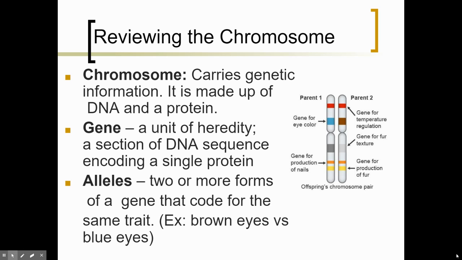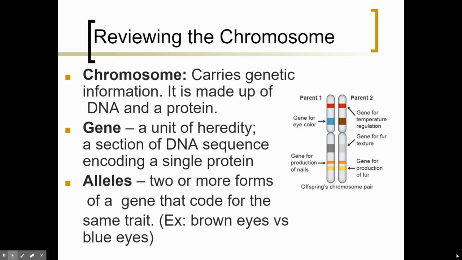Usually our genes signal for something more general. So you'll have a gene for making your eyes. You'll have a gene to make insulin. You'll have a gene for temperature regulation. You'll have a gene for producing nails, for producing fur, for making melanin. So these are all your different genes. You'll have way more than that. Those are just a few examples.